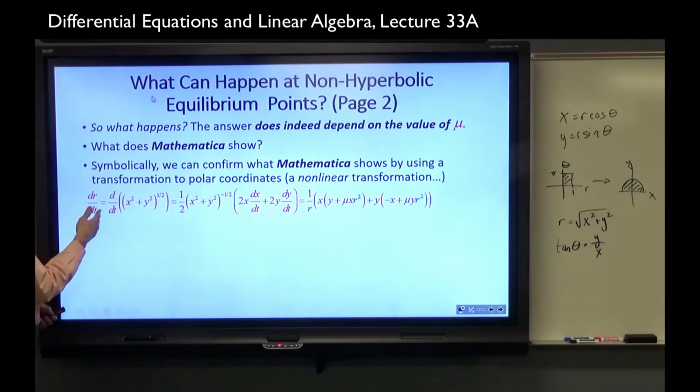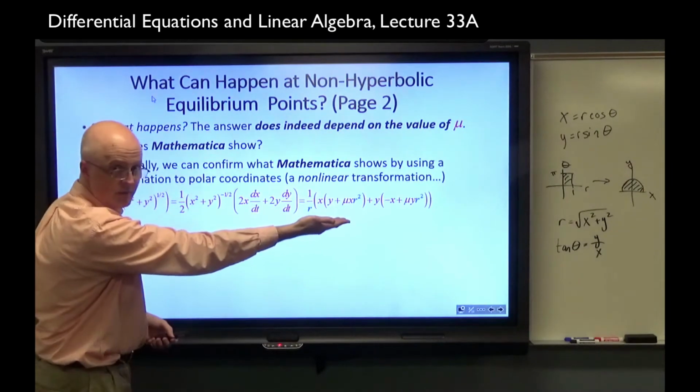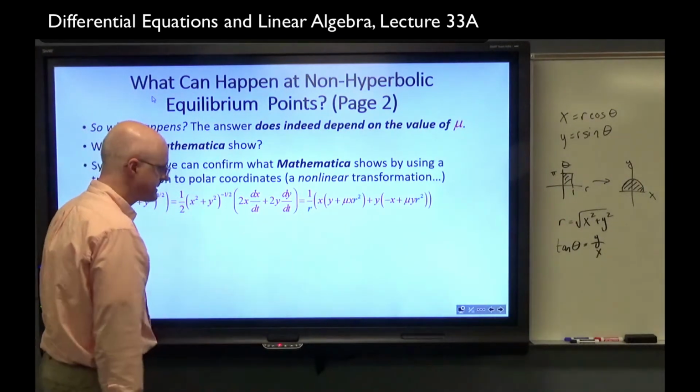dr/dt is the derivative with respect to t of this. Why? Because r equals the square root of x squared plus y squared. Again, that's the Pythagorean theorem.